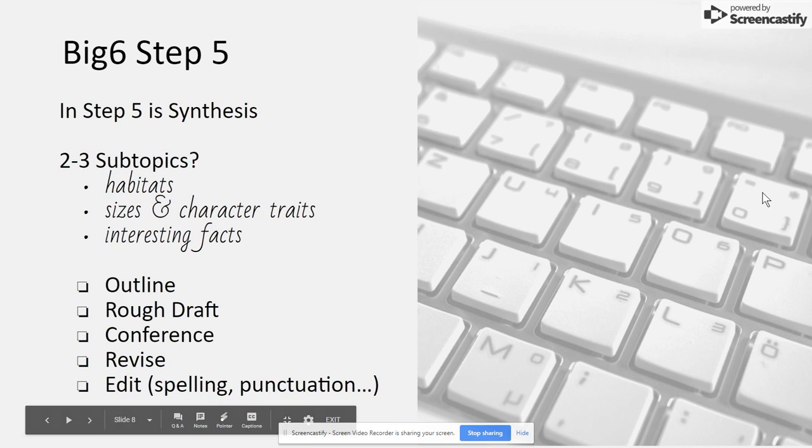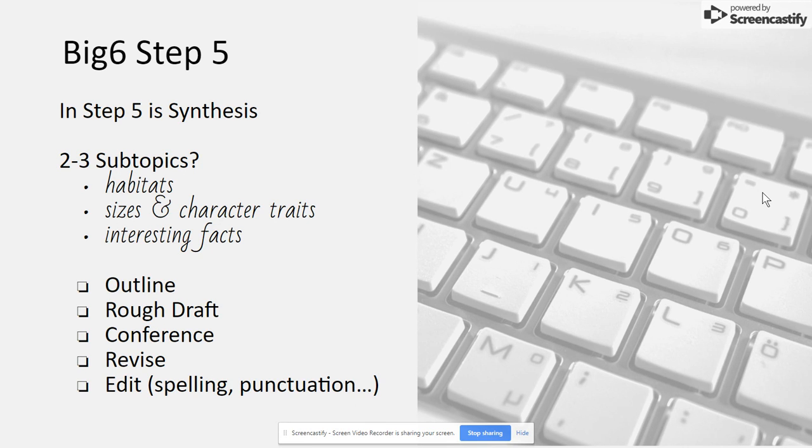In step 5, you're going to think of 2 to 3 subtopics that you can talk about. It's kind of subcategories. These are going to be your main paragraphs or main sections of your research paper. So if I'm doing penguins, I could write about their habitats first, and then talk about the different sizes and character traits that the different breeds of penguins have. And then maybe my last section would be about the interesting facts that I found.